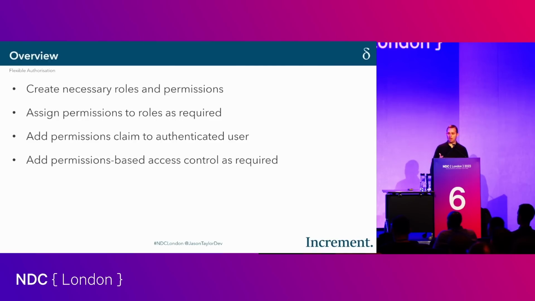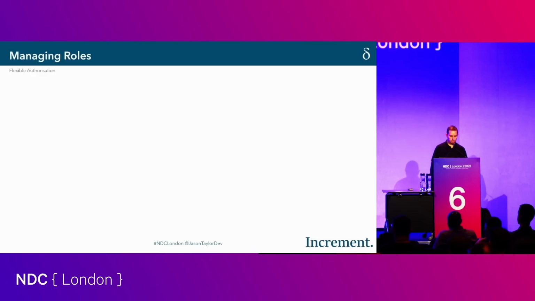We then add those permissions as a claim to the authenticated user. Then we add permissions-based access control checks where required. We can use the authorize attribute, the authorized view component, and we can use the ASP.NET Core IAuthorizationService to enforce those permissions. Now the actual engine behind this is ASP.NET Core policy authorization. What we do is create dynamic policies to represent the permissions that have been specified in access control.